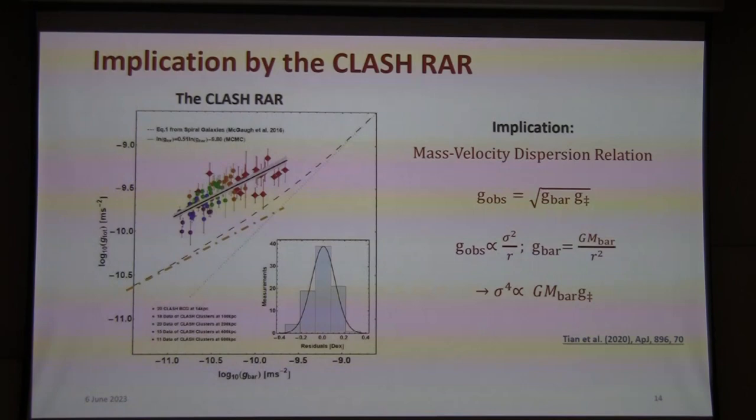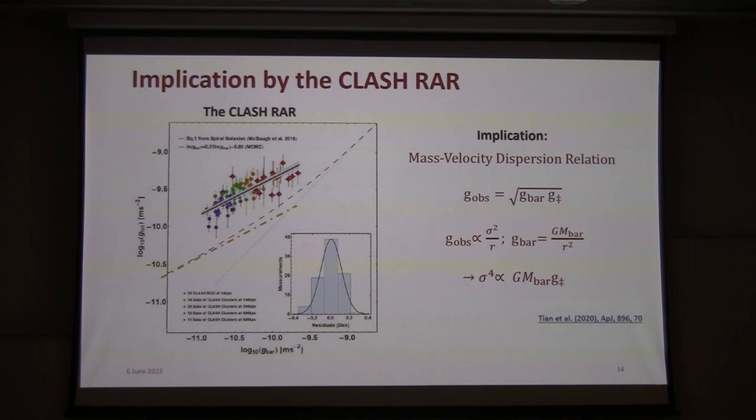I just want to ask, theoretically speaking, is there any way to understand why the value of A0 might be 17 times higher in a galaxy cluster than in galaxies?